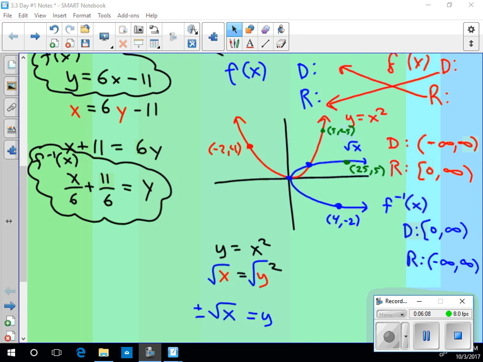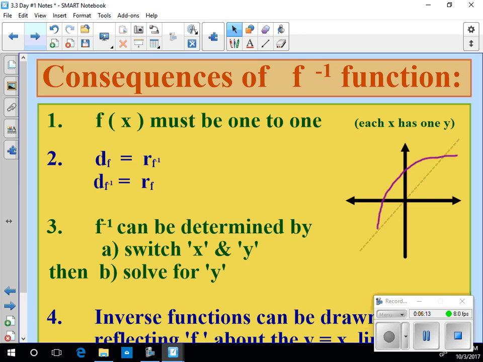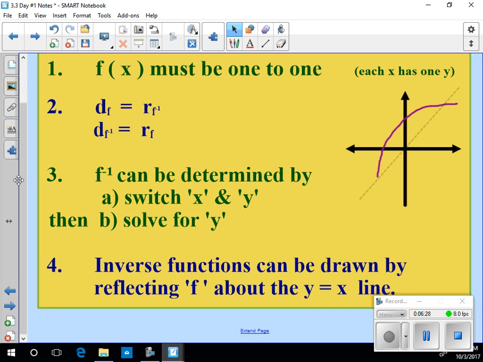We took a brief pause there to take care of some things. Let's move on. So here are the requirements of an inverse. First of all, your original has to be a function, 1-to-1, and has to pass a vertical line test. Second, the domain of the original is now the range of the inverse. Same with the domain of the inverse, now the range of the original. Sometimes it's easier to not try to find the domain of the inverse. Rather, just take the range of the original and use that. We kind of did part 3 already. And inverse functions can be drawn by reflecting f about the line y equals x.